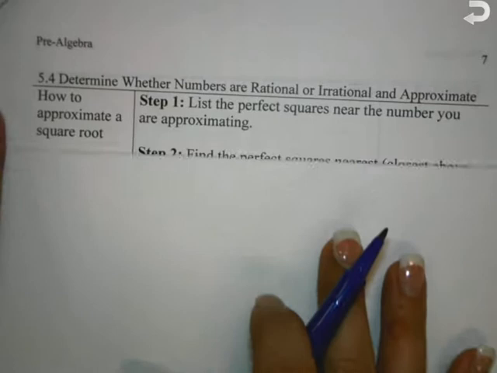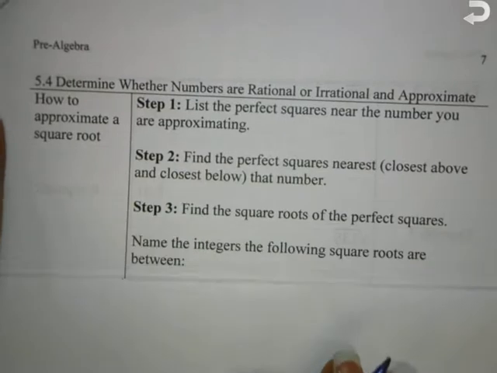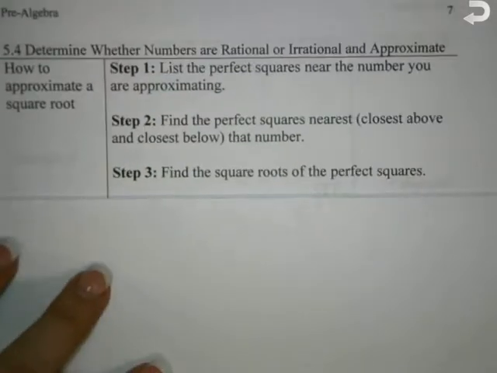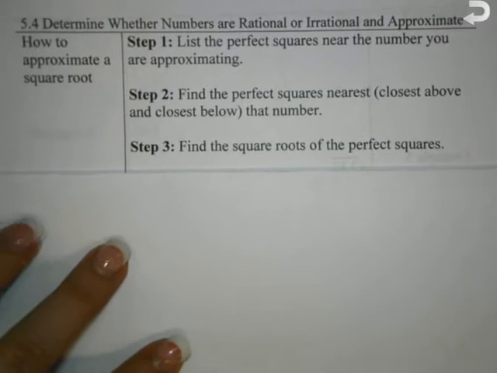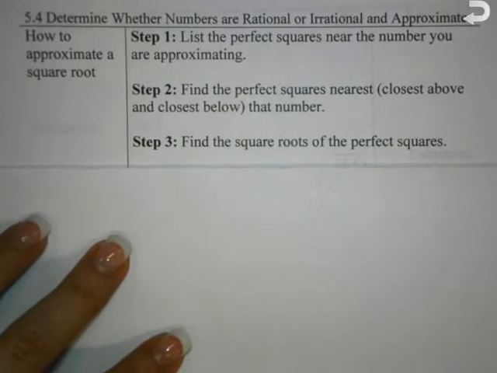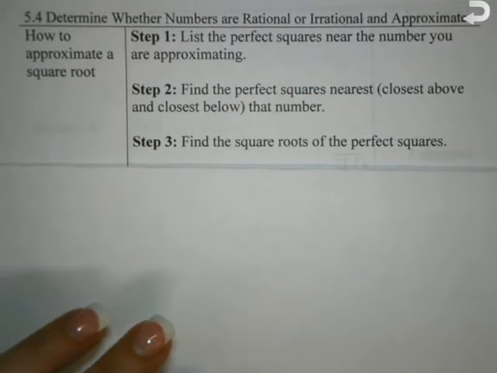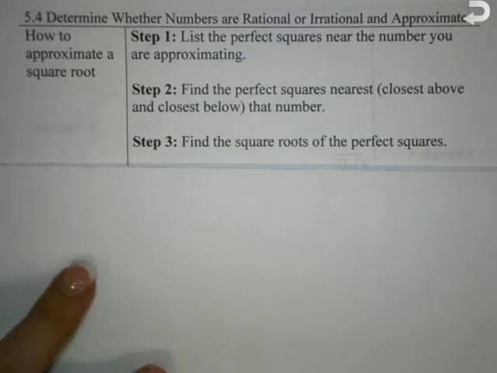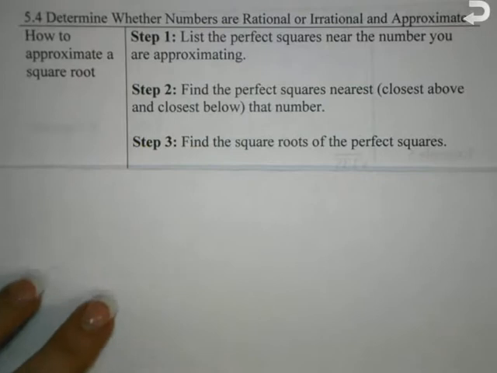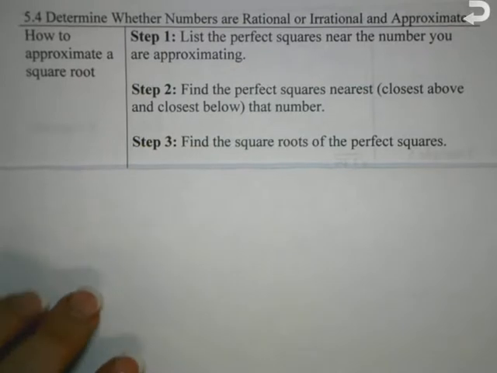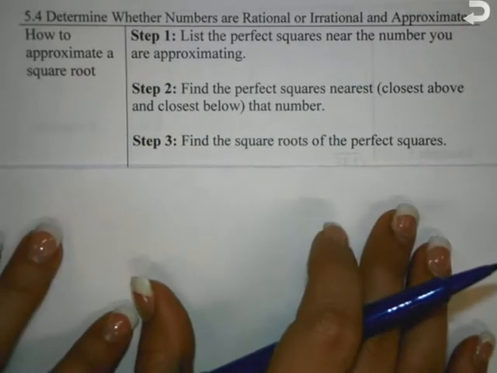First thing we want to know is how do you approximate a square root? Okay, what does approximate mean? Does it mean that you get the exact number? No, it means we're kind of guessing, right? We're making an educated guess. So what do we do when we are approximating a square root?